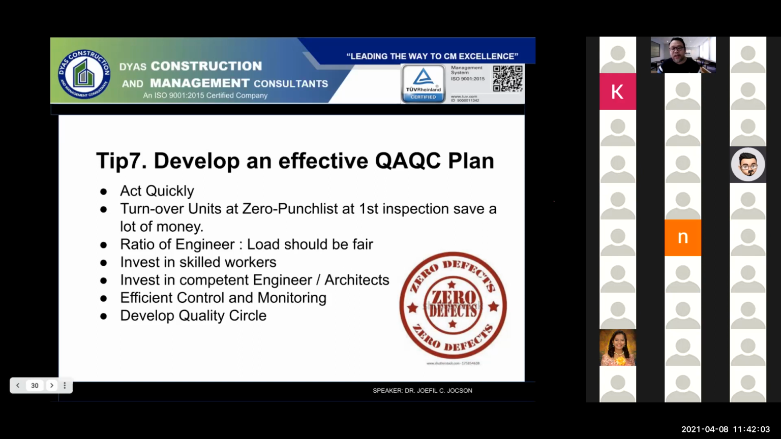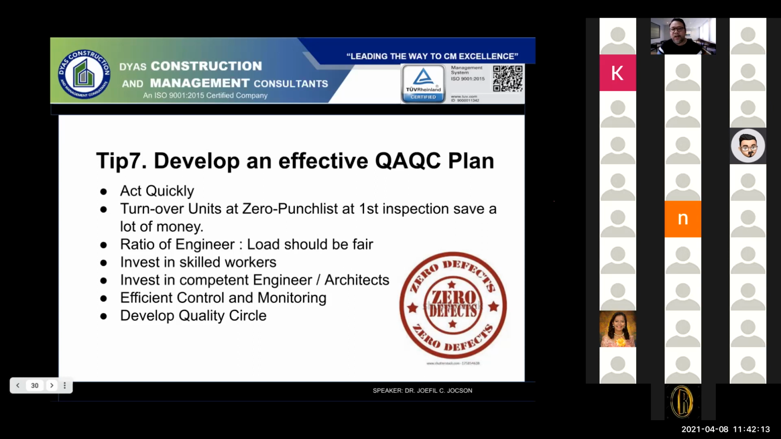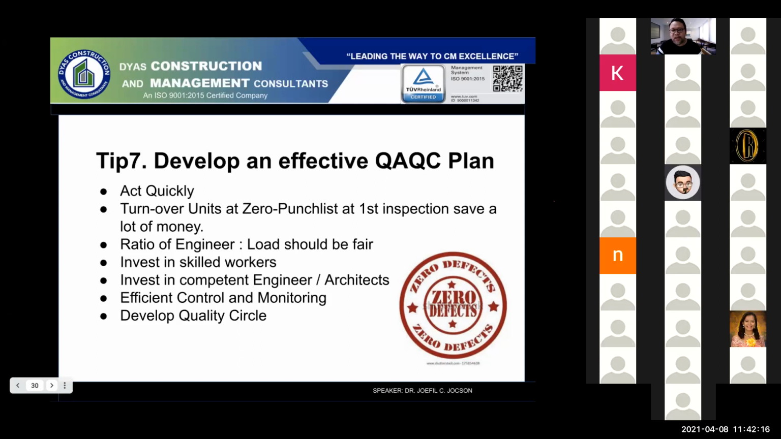Ratio of engineer. Titingnan nyo rin as an owner, tingnan ninyo ha. Kasi minsan nabubulunan yung engineer ninyo. Hindi dapat nabubulunan yung engineer. Kasi yung engineer, pag nabubulunan, aalisan ka lang niya. Aalis si engineer dahil nabulunan na. So as an owner, ratio. Yung ratio. Titingnan nyo yung ratio. Kaya ba ng engineer mo? No, kaya niya ba? Kasi may documentation pa siyang gagawin.